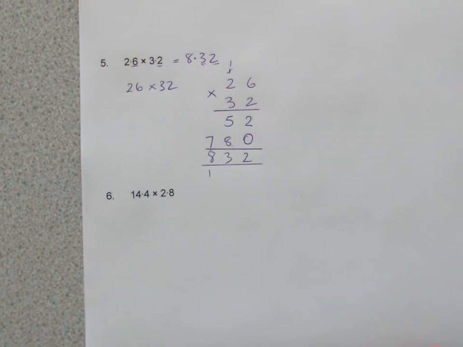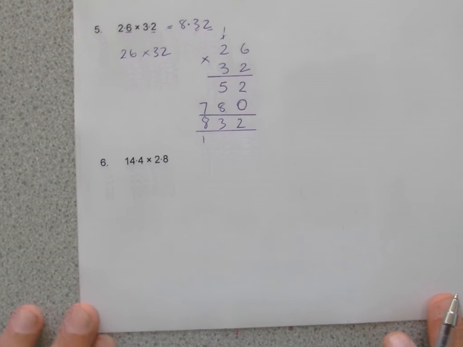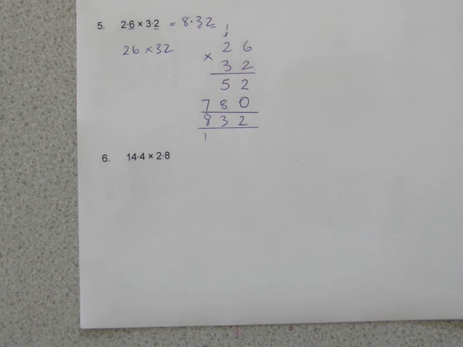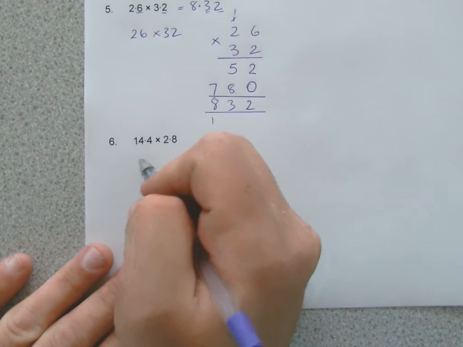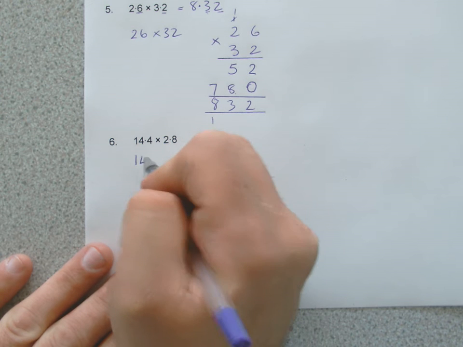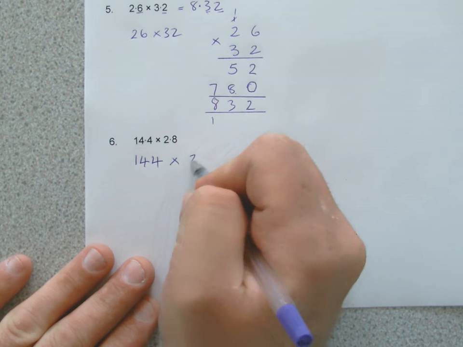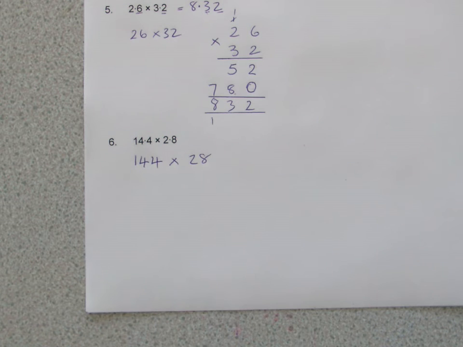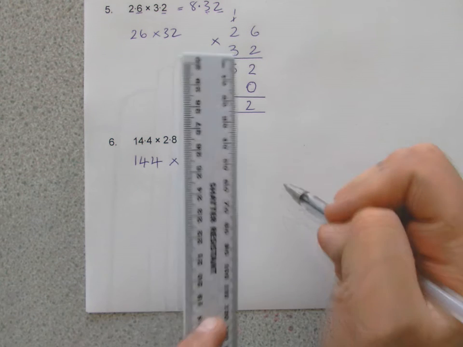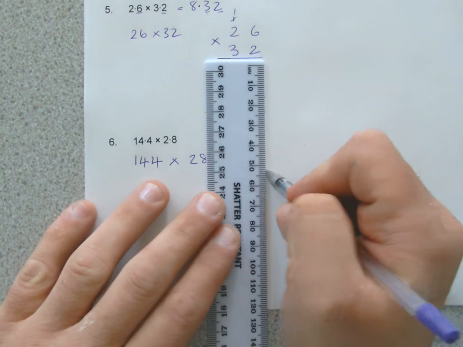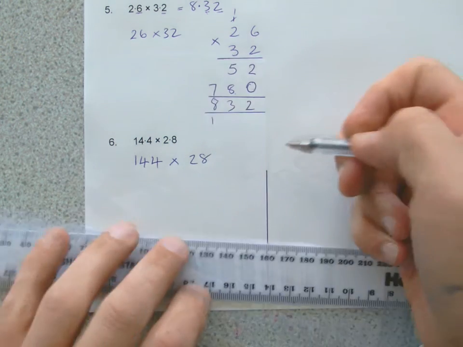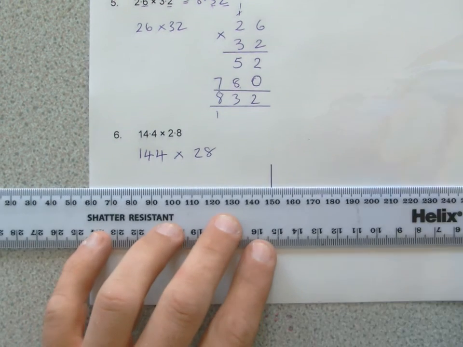Okay. Now, long multiplication might not be your thing. It might not be what you like to do. You might prefer to use the box method. So in this case, I'll do the box method with question 6. So instead of 14.4, remember now, ignore the decimals. 144. Instead of 2.8, think of it as 28. So 144 times 28.